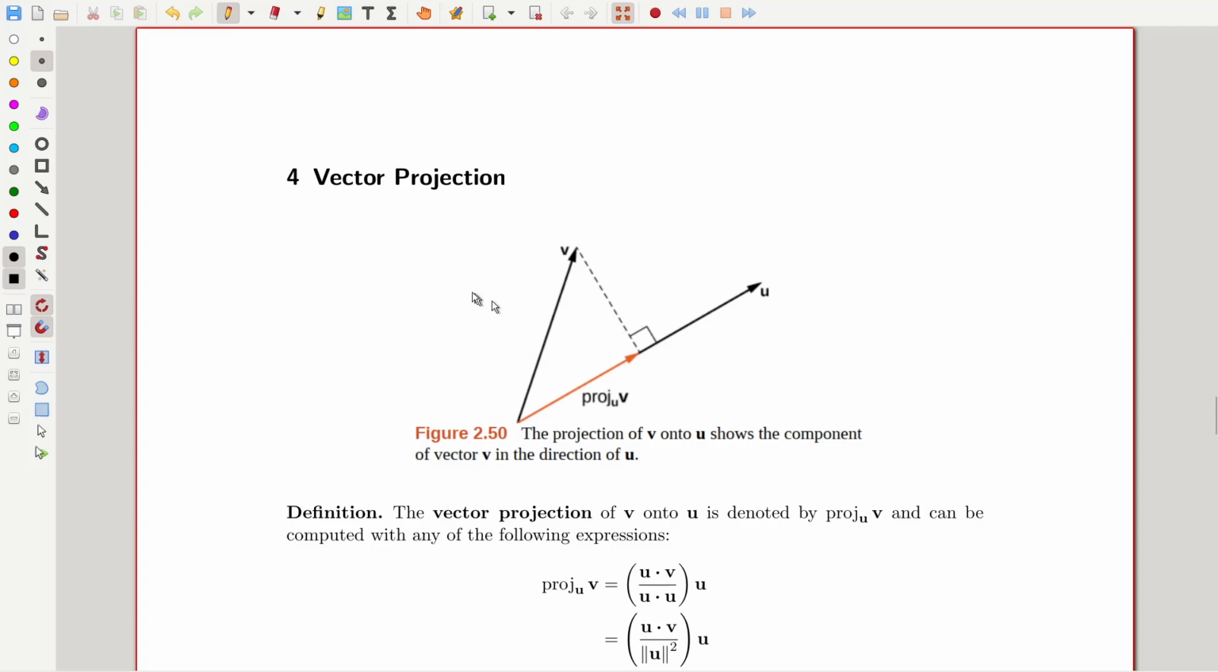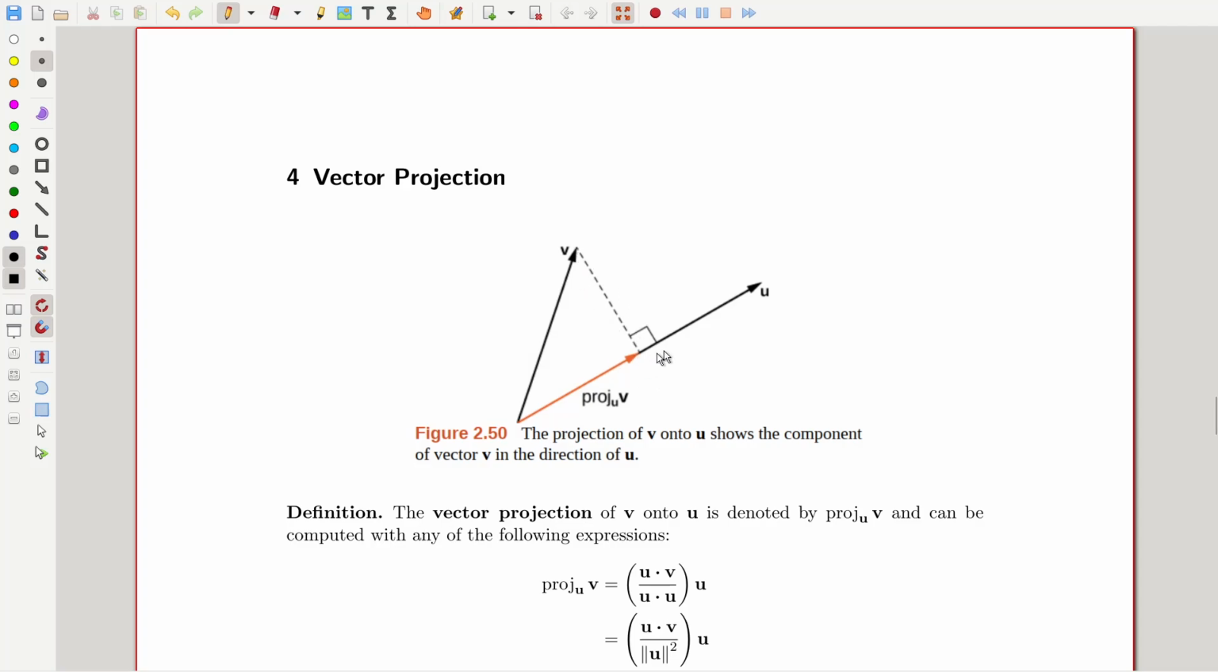Next topic is vector projection. So consider this diagram. We have vectors v and u. And the projection is that you line up the vectors v and u tail to tail, and you project v onto u. So that's what this notation is saying. We project v onto u. You get a vector whose direction lines up with the vector u, and its length is to be determined.